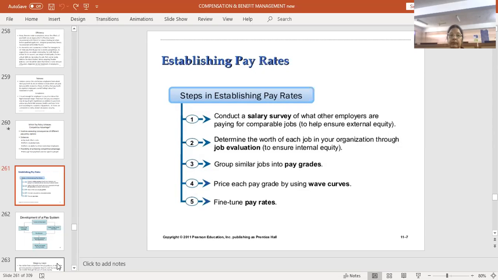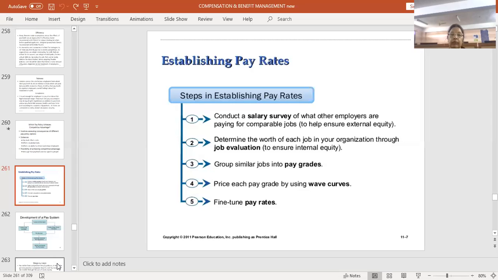Then you should do job evaluation of all the jobs in your organization. You should find out the value of all the jobs in your organization. Then you should group the similar jobs into different groups, and for each group you will decide a pay grade, and within the pay grade you will have wage curves. That means for entry level jobs you will have a different price, for mid level jobs you will have a different price, for top level or executive level jobs you will have a different price. That is known as wage curves within each pay grade.